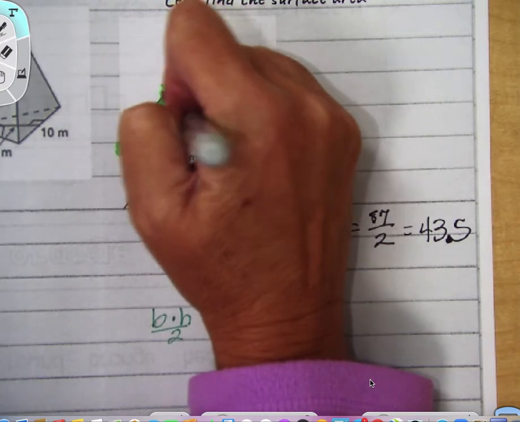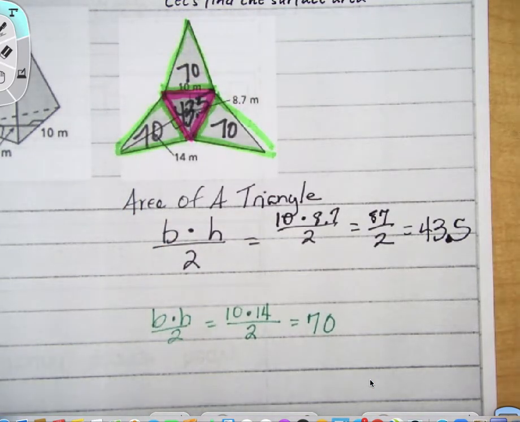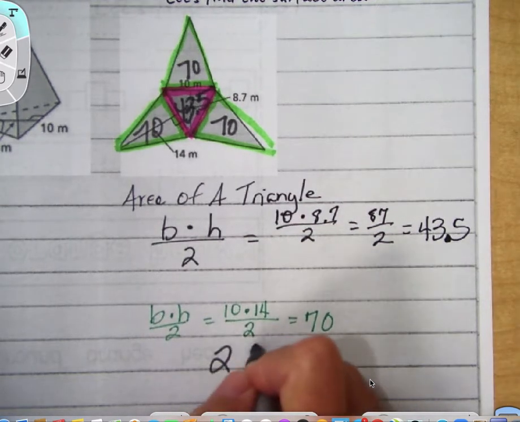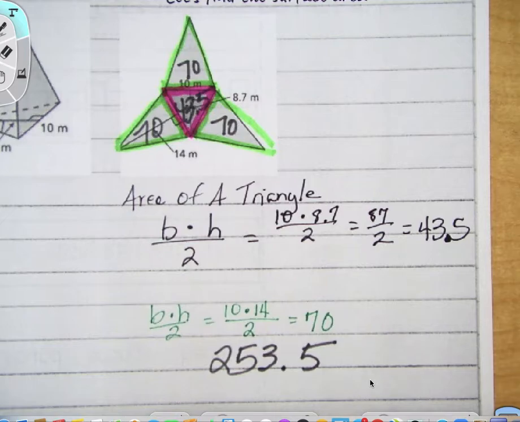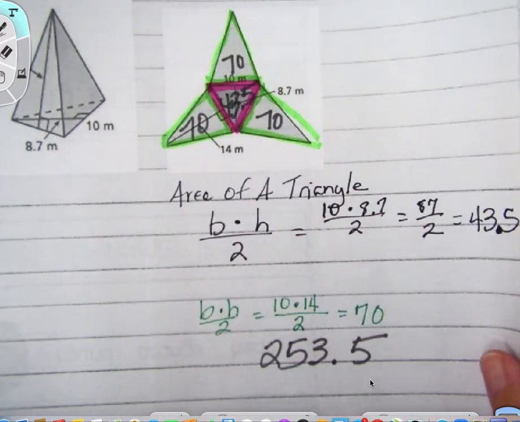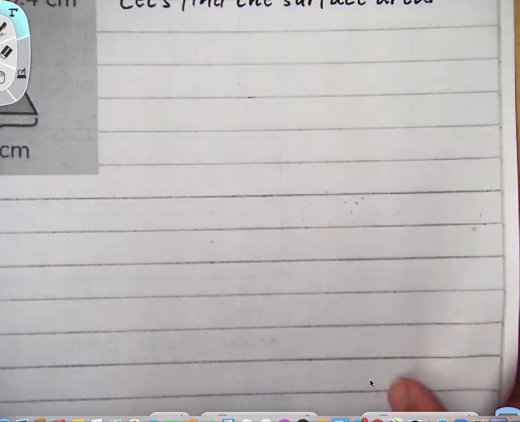This one is 43.5. So I'm going to get my handy dandy calculator again, and I'm going to add 70 plus 70 plus 70 plus 43.5. So my total surface area is 253.5. Okay? Again, we're just breaking it down into parts. It's not so complicated because you know how to find the area of a triangle. It's not so complicated if you break it down into parts. Okay? All right, let's look at one more.